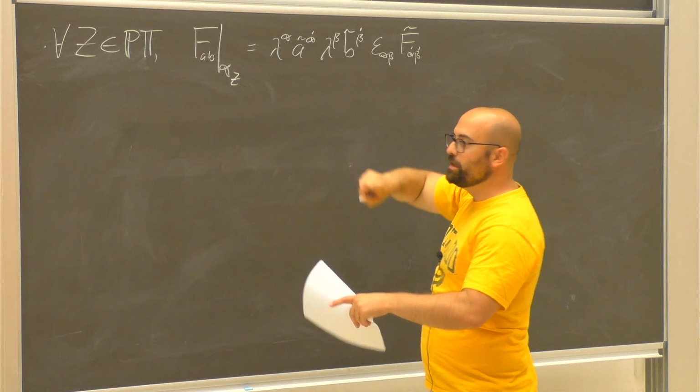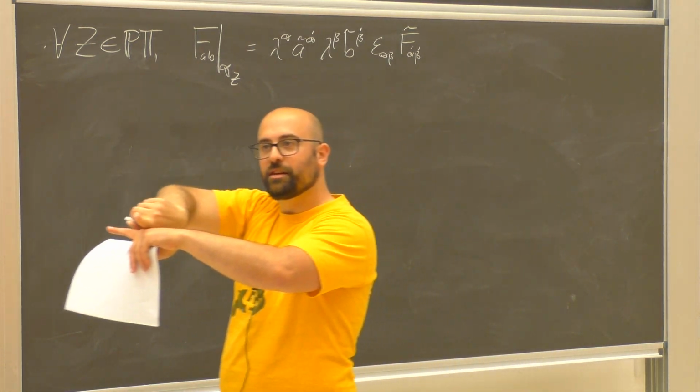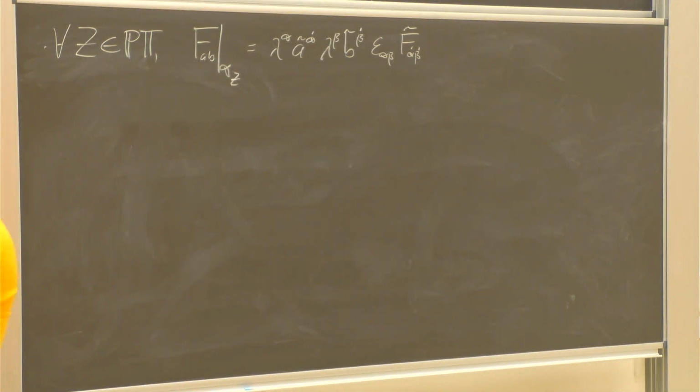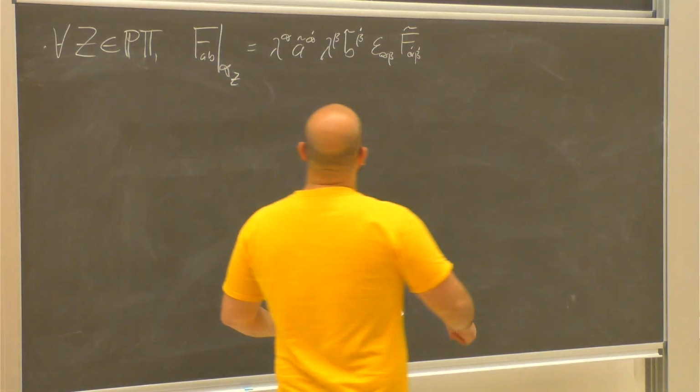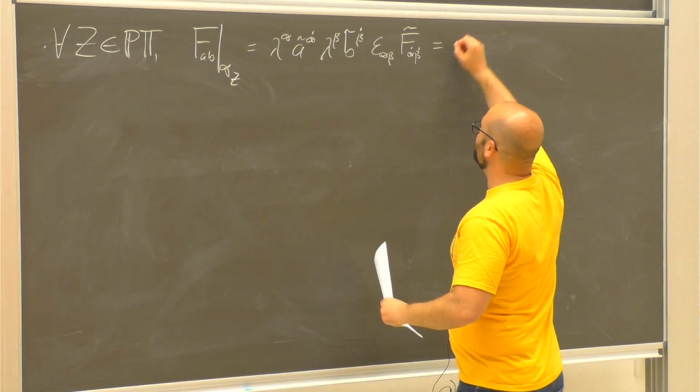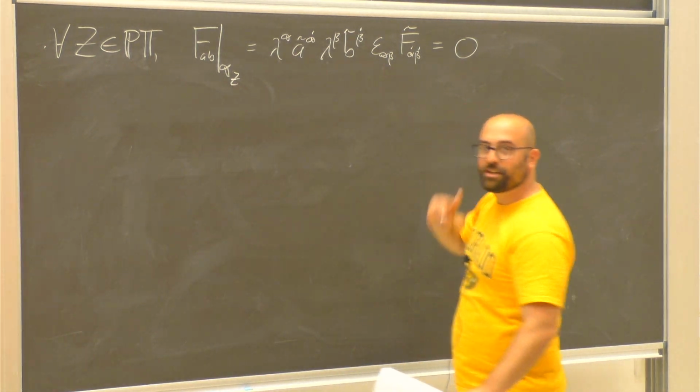So all you do is you take two basis vectors, an arbitrary pair of basis vectors of this alpha plane, and contract them into the field strength. This is 0 for the usual reason that I have two lambdas and they get contracted by an epsilon.